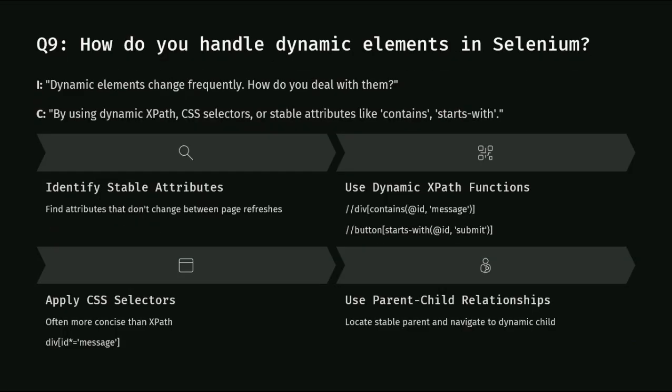Next question. How do you handle dynamic elements in Selenium? Or, dynamic elements change frequently. How do you deal with them? Candidate: By using dynamic XPath, CSS selectors, or stable attributes like contains or starts-with. Right? Other detailed information you can check on your screen.